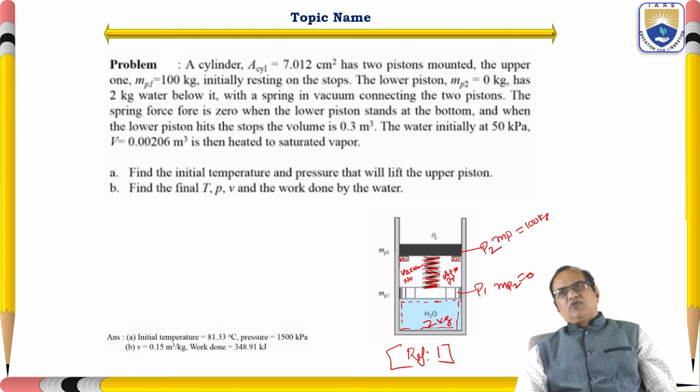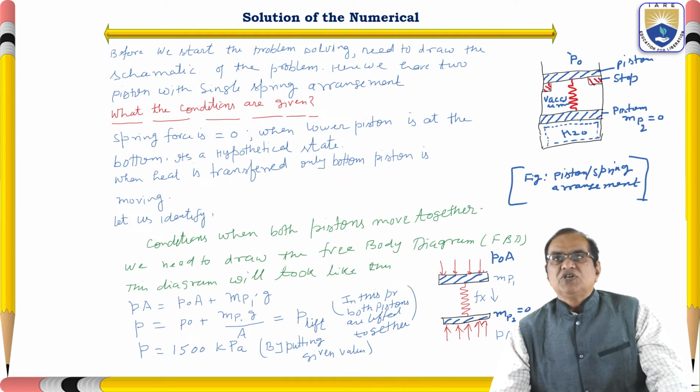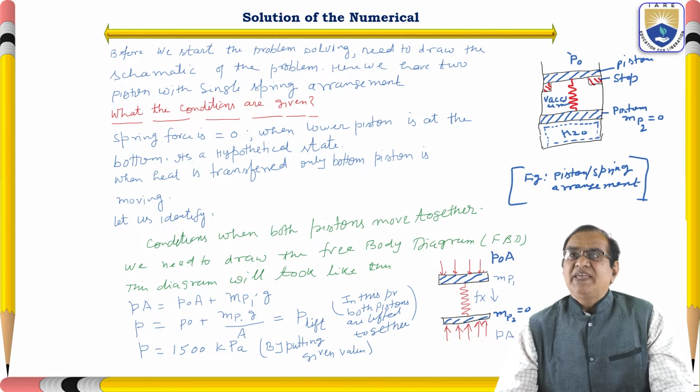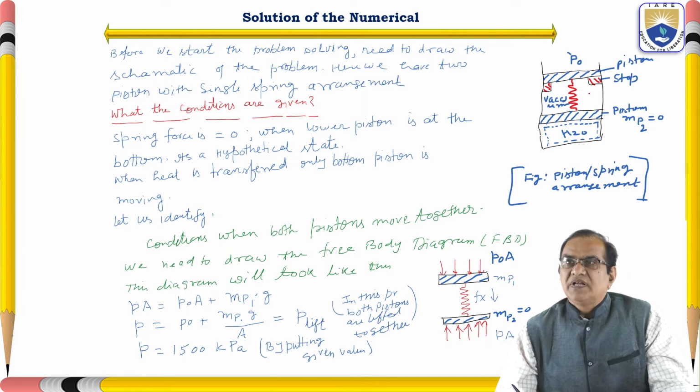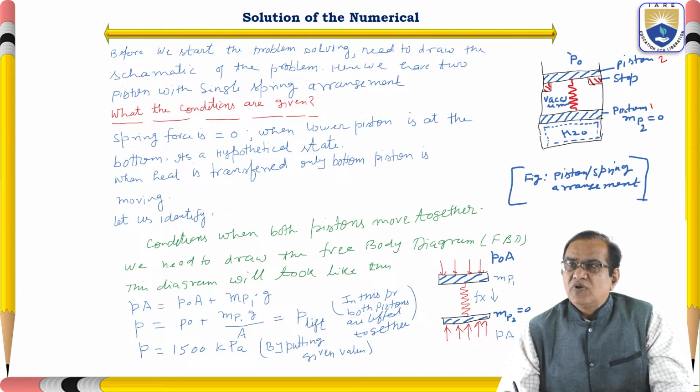So that we have to look into. So here I have drawn the schematic of this problem. Here the water is the system. This is piston 1. This is piston 2. This mass is 0 and MP1 is equal to 100 kg. This is the 2 kg of water that is given.